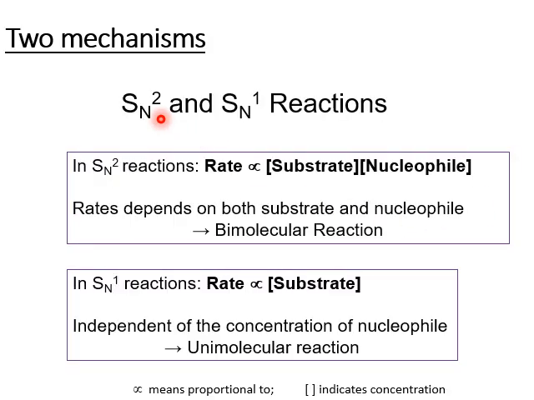So two mechanisms of nucleophilic substitution. You have SN2, substitution nucleophilic. That's what the S and the N are for. So you have SN2 and SN1. In SN2, it's a bimolecular reaction, which means that the rate of the reaction is proportional to the substrate and the nucleophile. So rate depends on both substrate and nucleophile. It's a bimolecular reaction. You might remember this from kinetics in general chemistry.